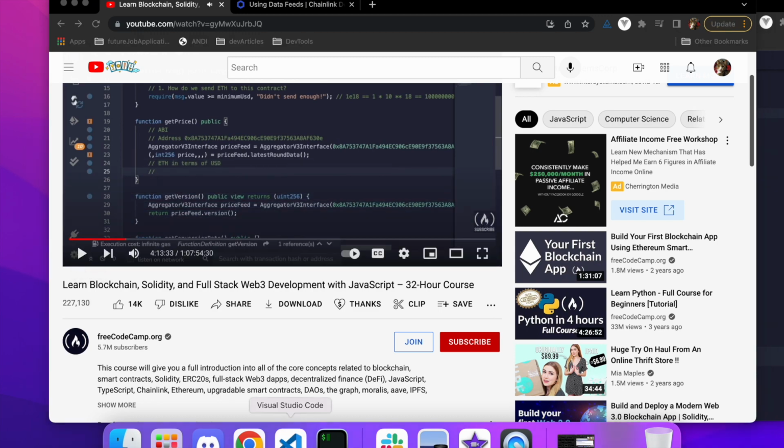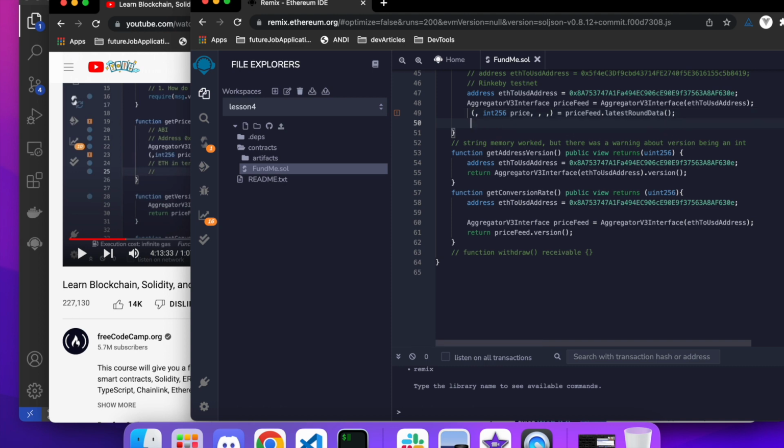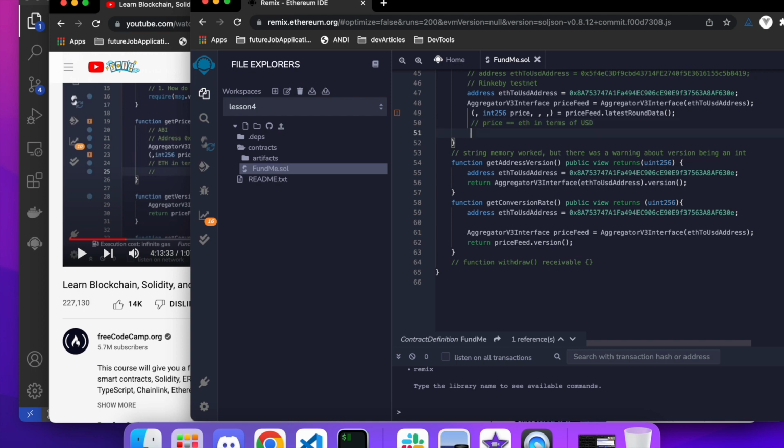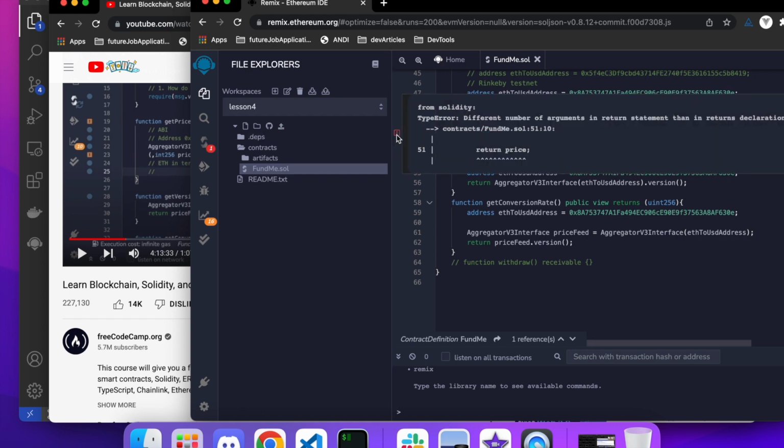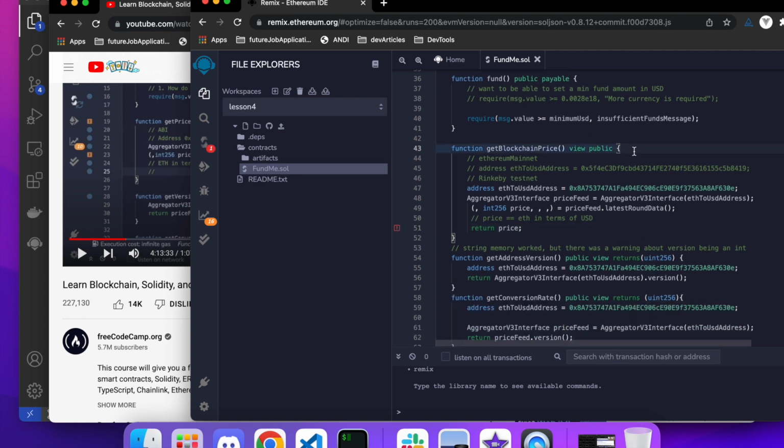And we saw an example. Okay, so this here in terms of USD. So do you see what I did there? Basically, I returned price, so it'll stop telling me this is an unused variable, and then I added a returns int 256 up here because that's what we are returning. I don't know. Let's see what he wants us to do.